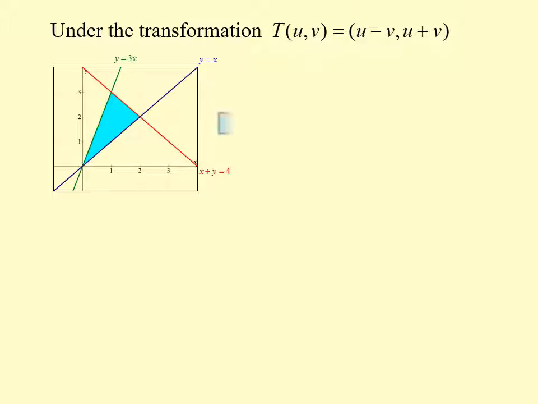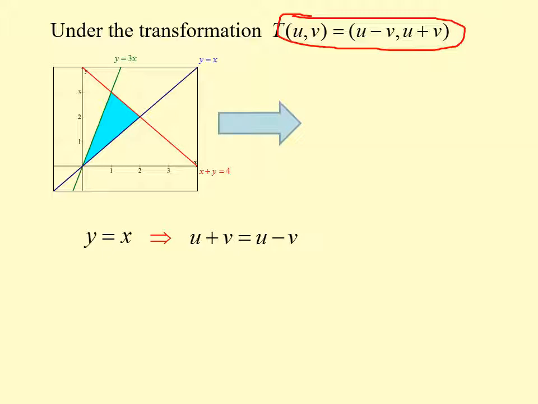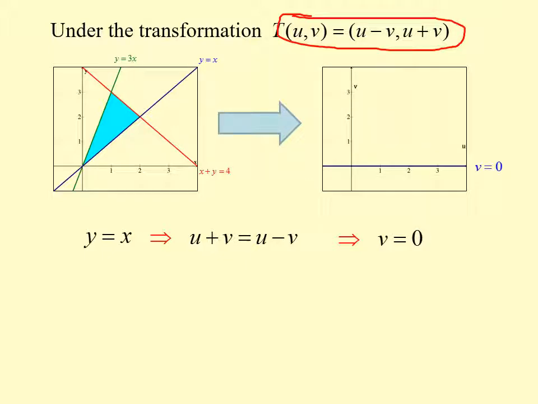So we're going to start by taking the line y equals x and using this transformation, we're going to see what that would change into. Substituting u plus v for y and u minus v for x, we get v equals 0. So in this graph, here's the line v equals 0. Notice how it's color-coded to match the one on the left. So y equals x is transformed into v equals 0.